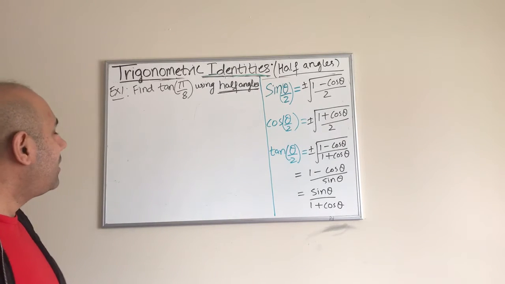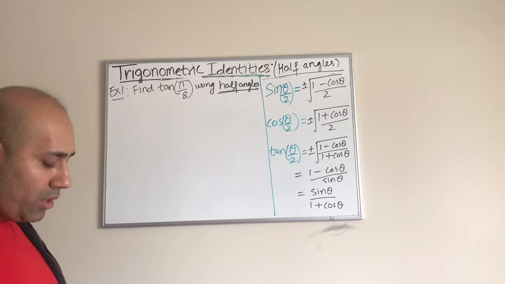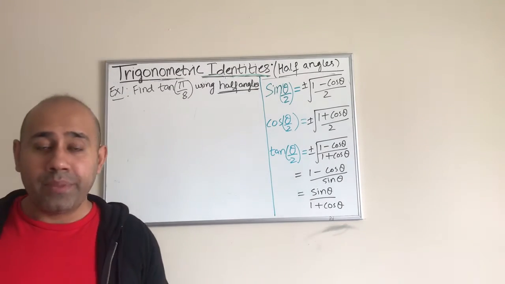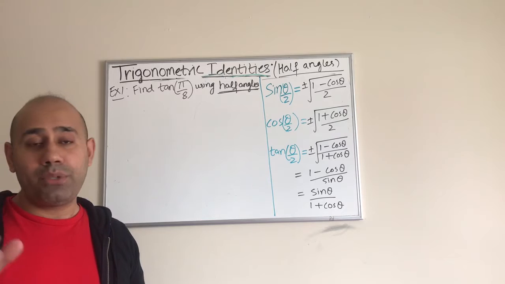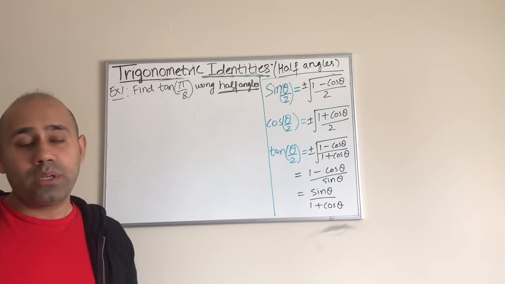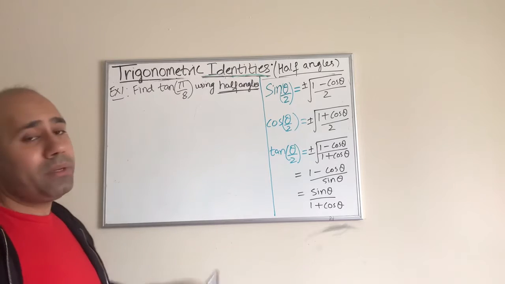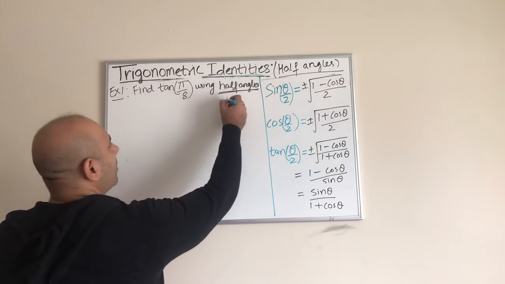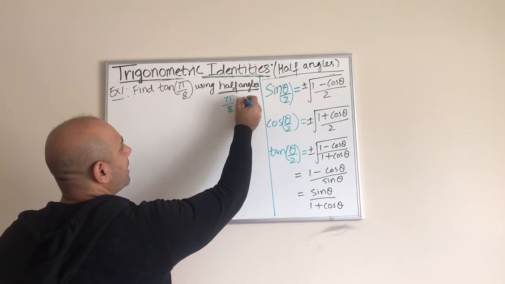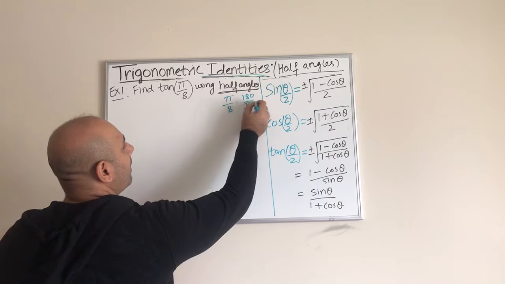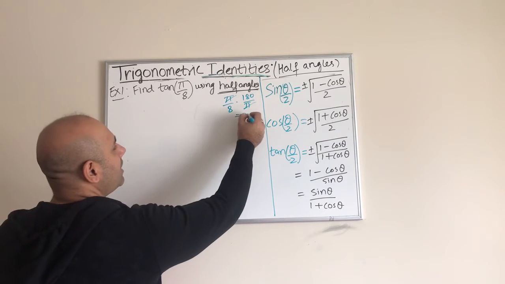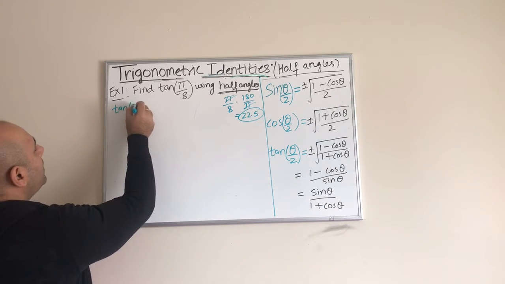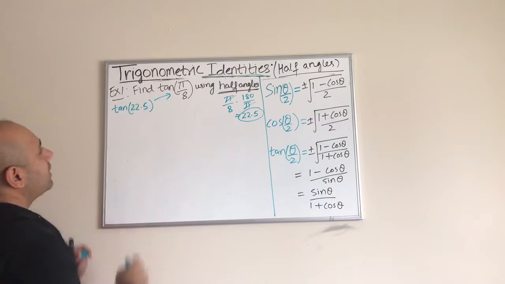So to find the tangent of pi over 8 using the half angles, I like to work with the degree measures rather than radians. Guys, it's up to you again. If you like to work with the radians, just work with the radians, that's fine. But I'm going to show you this one by converting it into degrees. So pi over 8, how do we convert it into degrees? We just multiply by the factor 180 over pi. The pi's cancel, and 180 divided by 8 is 22.5. So basically we are trying to evaluate the tangent of 22.5 using the half angle.